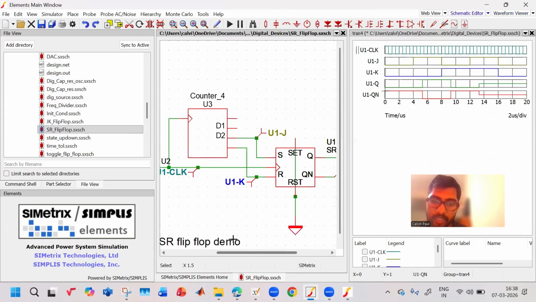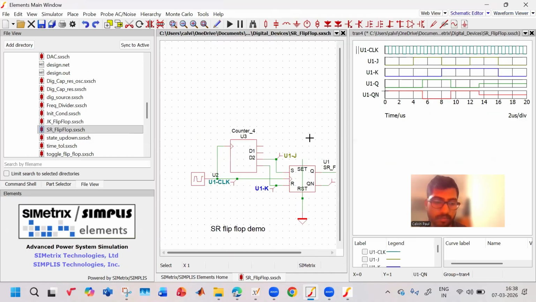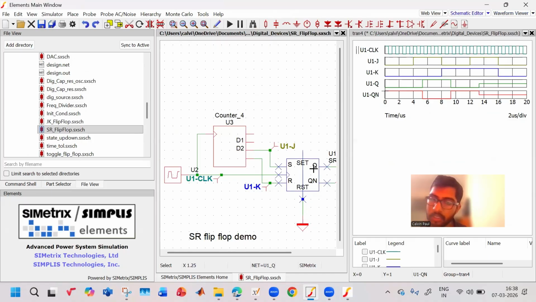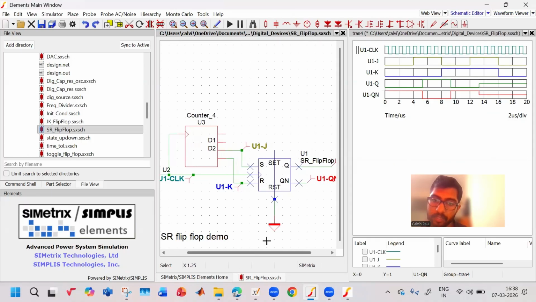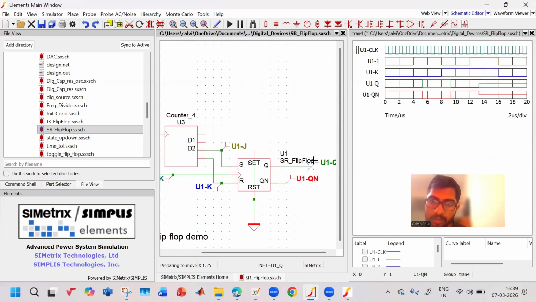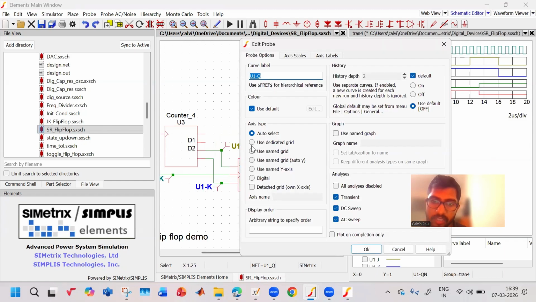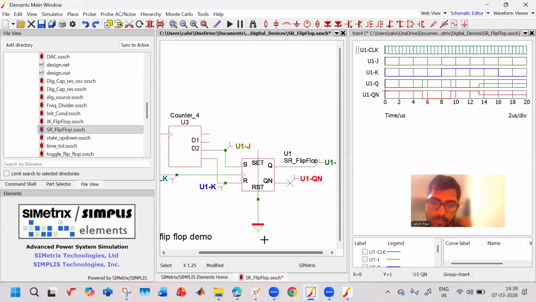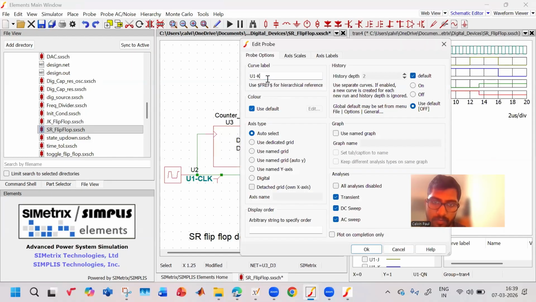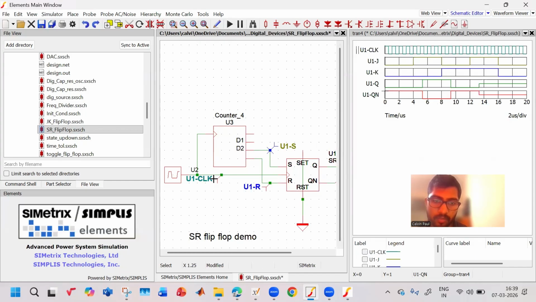I think they do not make that much sense to you yet. Let me just look into it. This is your SR flip-flop. Set and reset are set to 0. So that means the output is set to 0. Instead of digital, let us use a dedicated grid. It looks better then. This is your R. This is your set. This is your clock.